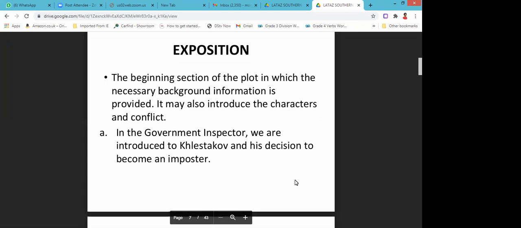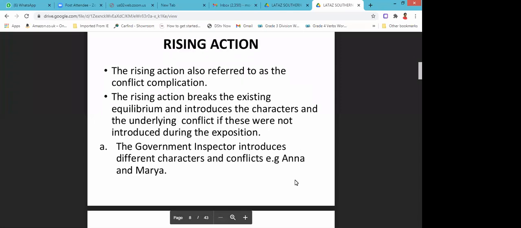For example, in The Government Inspector, we are introduced to Khlestakov and his decision to become an imposter. So right in the beginning, we have Khlestakov introduced and how he comes to the decision of becoming the government inspector, or acting like a government inspector.